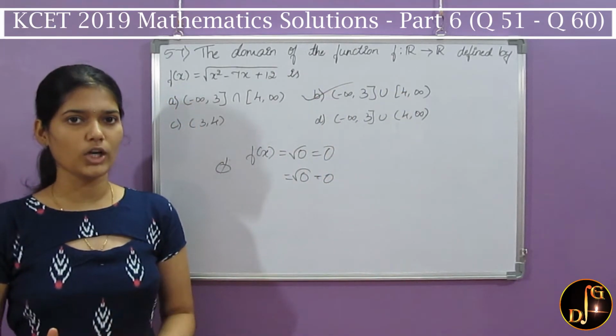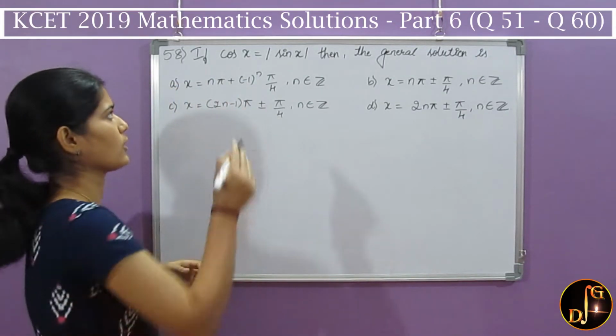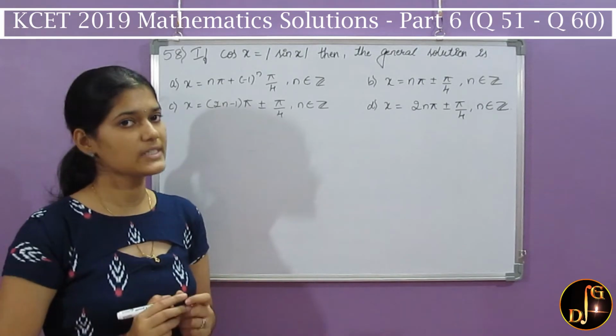Now let's move on to the next problem. In this problem, we have to find the general solution of cos x is equal to mod sin x.